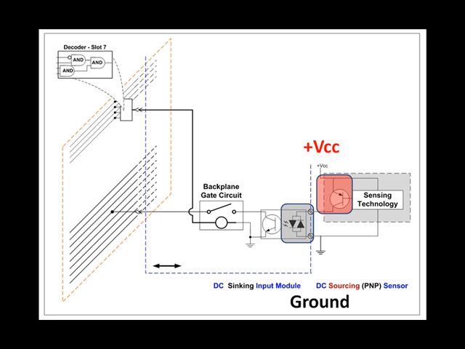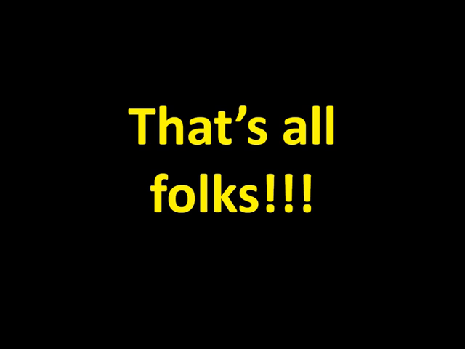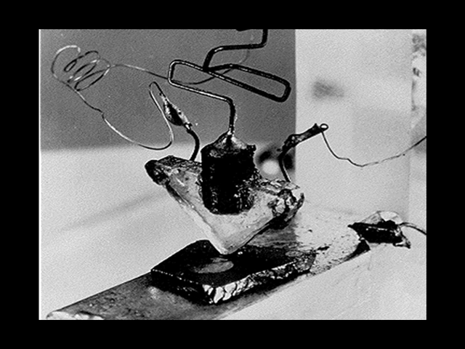Well, that's all, folks. But wait, there's more. What is this thing? On December 16, 1947, Brattain and Bardeen, under the direction of Dr. Shockley, built this point contact transistor. This is actually a photo of the original point contact transistor, made from strips of gold foil on a plastic triangle. You can see the plastic triangle right there in the middle, pushed down into contact with a slab of germanium.